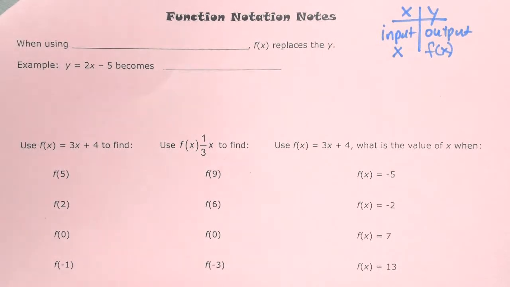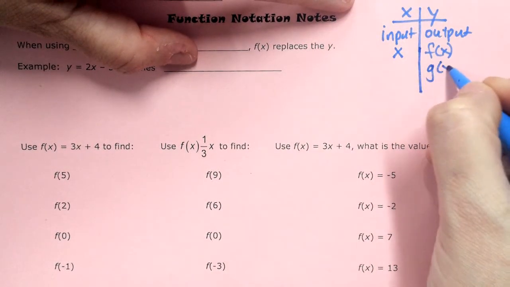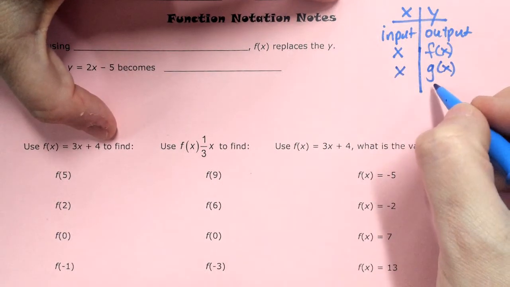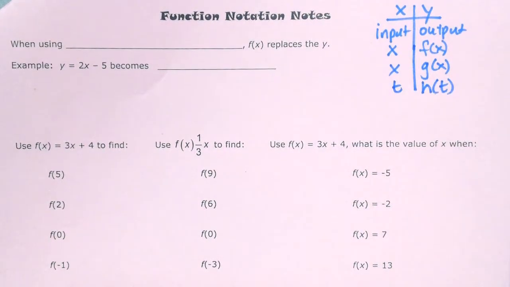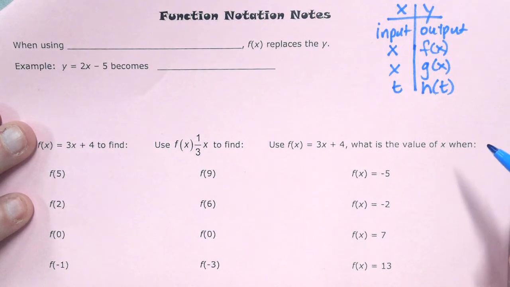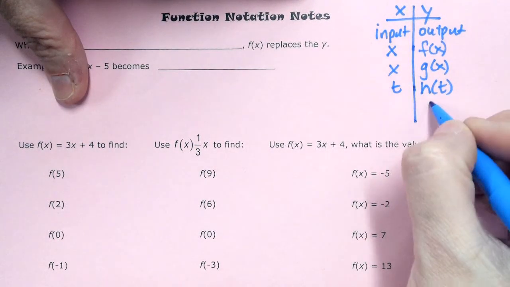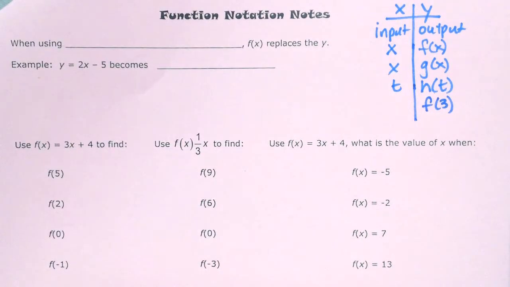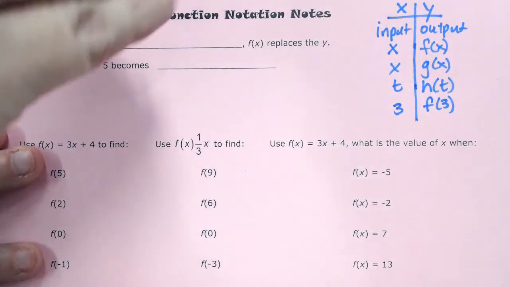Okay? Now, you might not just see f of x. You might see g of x, which would have an input of x. You might see h of t, which has an input of t. So tell me something that you notice about function notation here. Yeah, and what replaces x? The thing inside the parentheses is what replaces x. So, what if I said f of 3? Then my input would be 3. Means I'm putting a 3 in, I'm getting out f of 3.